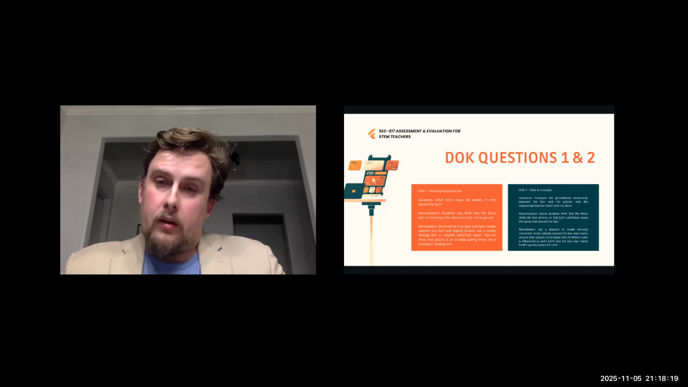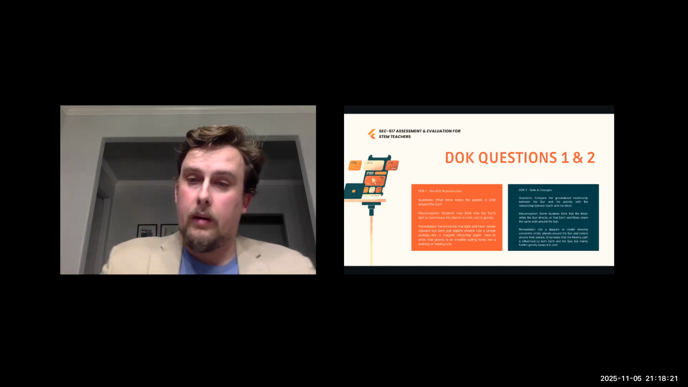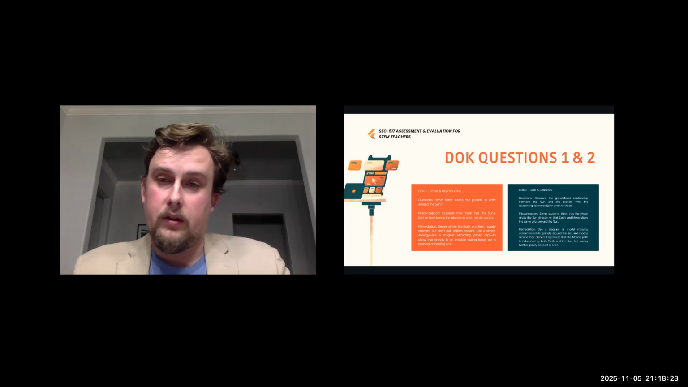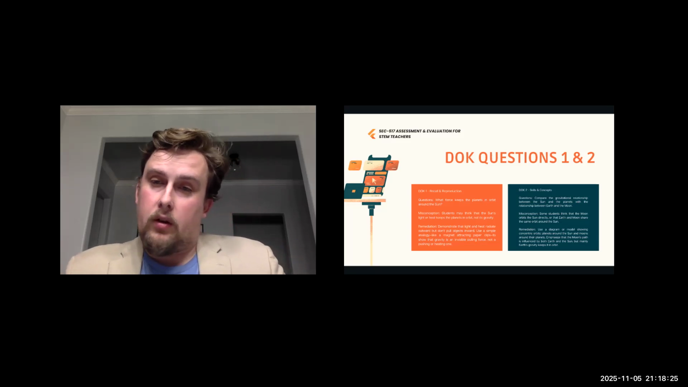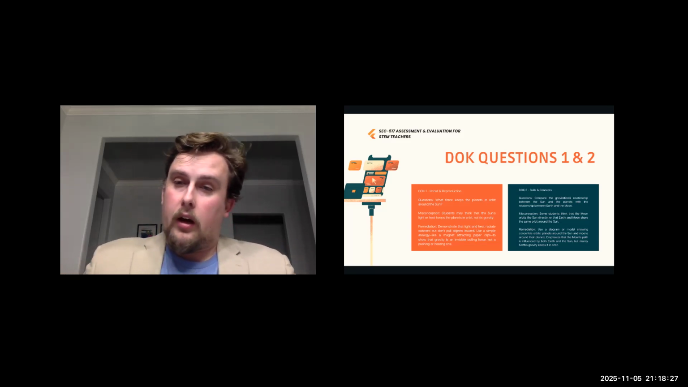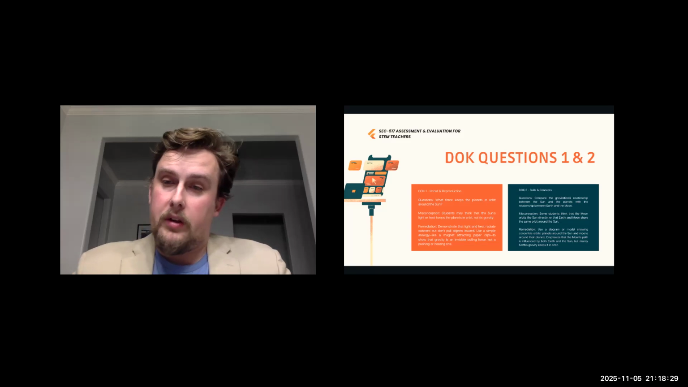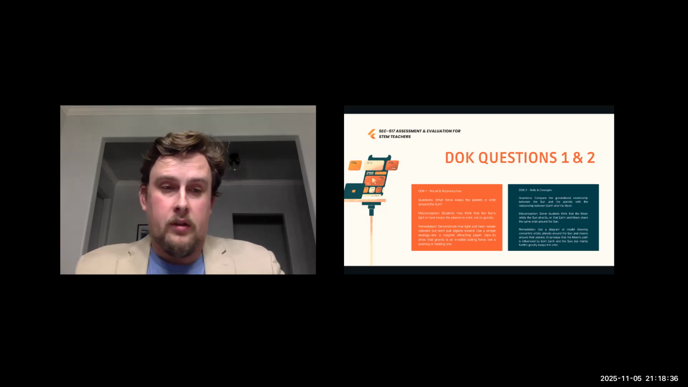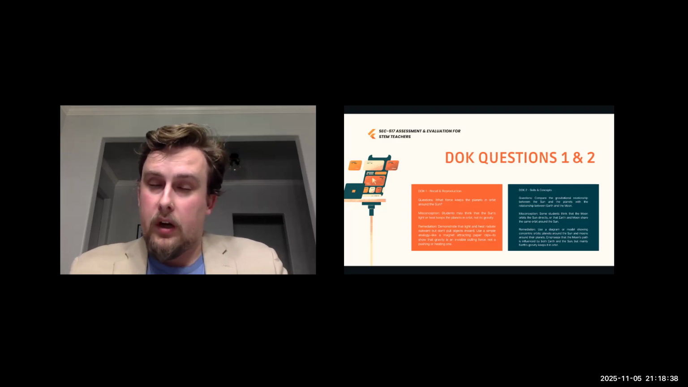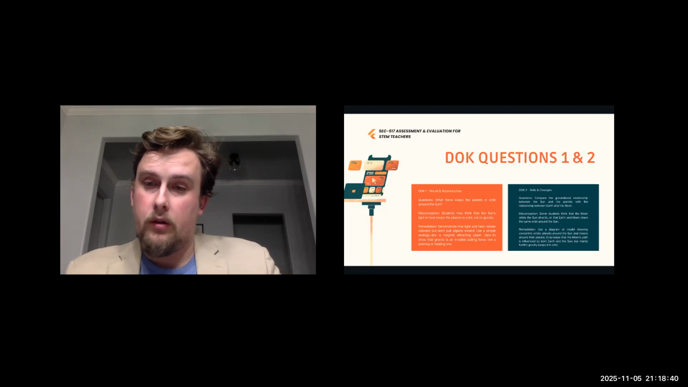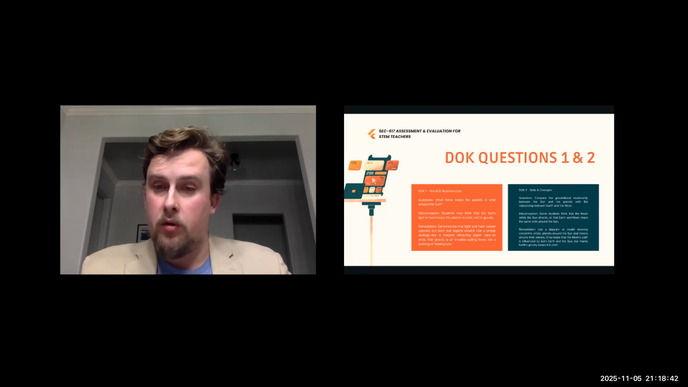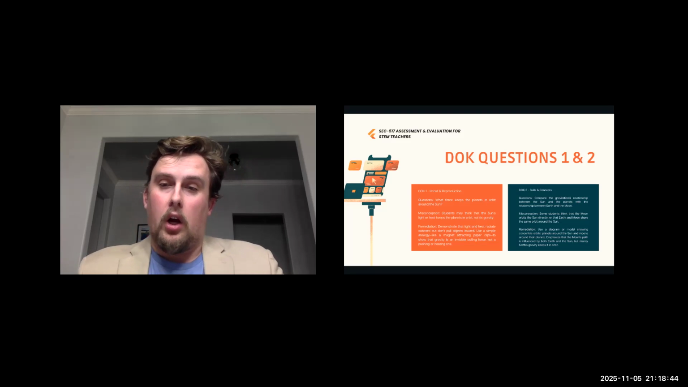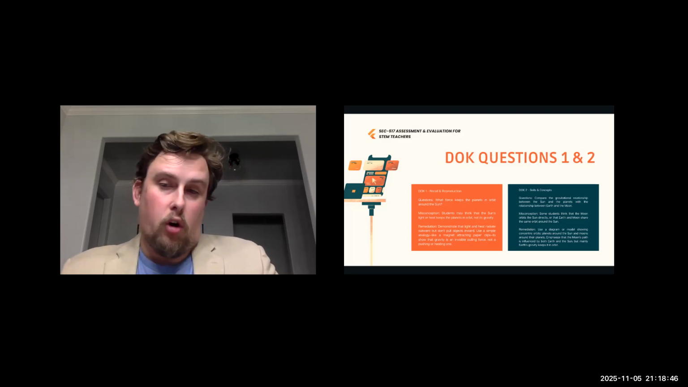Moving on to depth of knowledge 2. Depth of knowledge 2 covers skills and concepts. The question that I have here is: compare the gravitational relationship between the sun and the planets with the relationship between Earth and the moon. Some of the misconceptions that students may have with this type of question is that some students may think that the moon orbits the sun directly, or that the Earth and the moon share the same orbit around the sun.